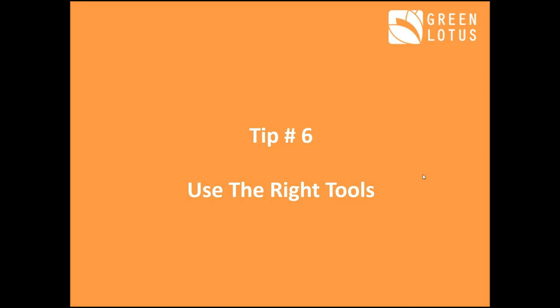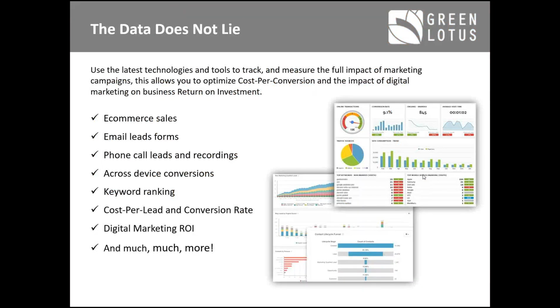Number 6, use the right tools. One of the things I love about digital marketing, as I said, is that it gives me the right answer. I don't need to guess or say maybe it worked, maybe it did not work. So I recommend you use every tool at your disposal. Track e-commerce, leads, phone calls, device usage, all of the keyword rankings, cost per lead. One of the tools you can really rely on is Green Lotus SEO tools. You can even try it for free.